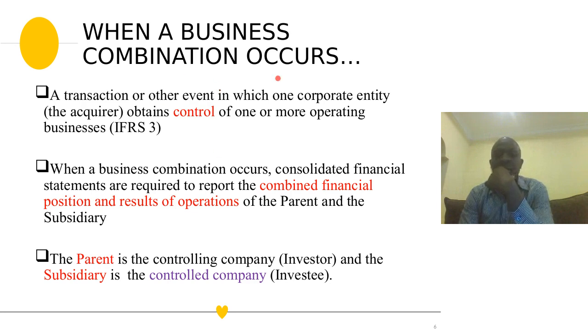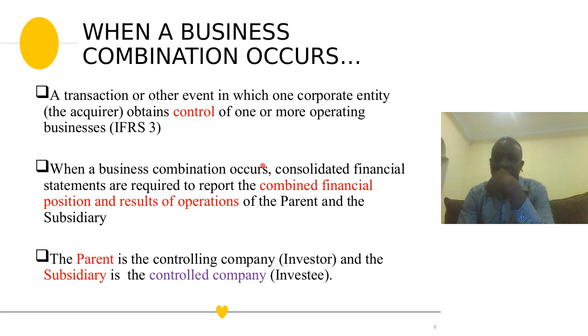Now, our next item is that when there is a combination, you will find a transaction or other event in which one corporate company, the one that is acquiring the other one, obtains the control of one or more operating businesses. So the company that is acquiring the existing business will obtain the control of its operations.